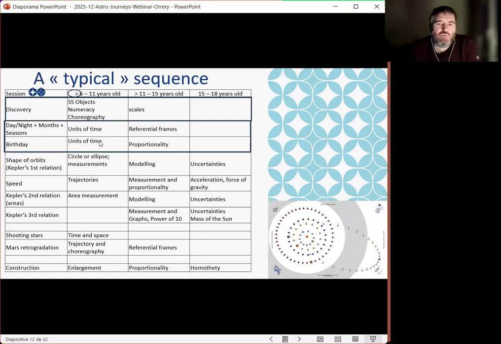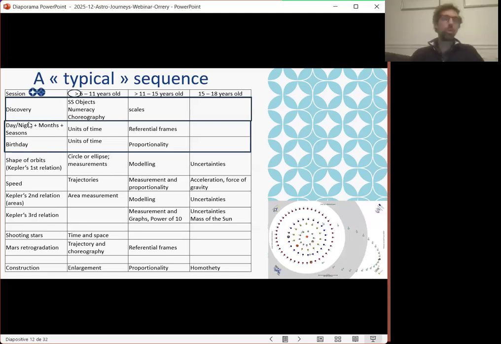Just, Emmanuel, to answer your question about referential frames: it is to speak about who is turning around who. Is it the Earth turning around the Sun or the opposite? Which depends on the referential frame. So it's a way to introduce it. Right. So when you talk about day and night, for older students, you can indeed talk about referential frames, to explain the meaning of day and night, and also the meaning of years. Thank you.